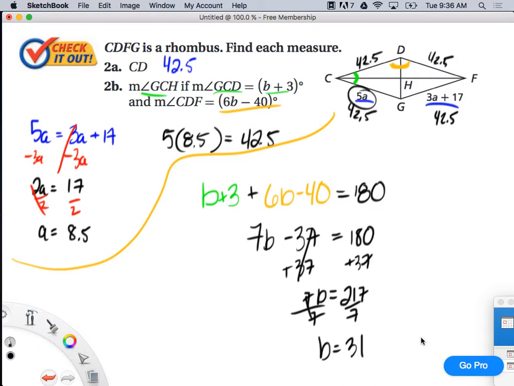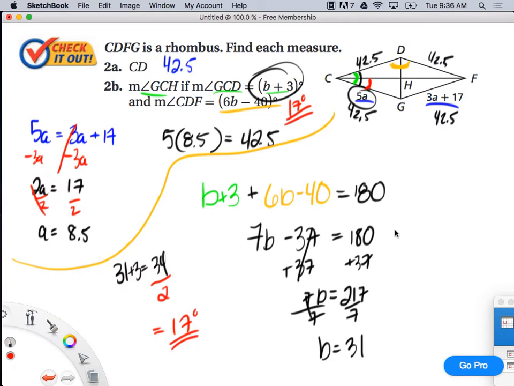Well, GCH is this angle right here. Okay, so I've got to find this green angle first. GCD is B plus 3. So this green angle is B plus 3, which is 31 plus 3 equals 34. That's the green angle. But GCH is this one. GCH is this one right here. It's half of that. So it's 34 divided by 2 equals 17 degrees. So the answer is 17 degrees.